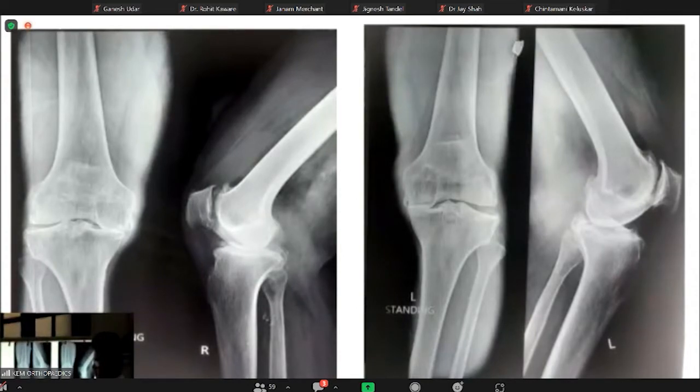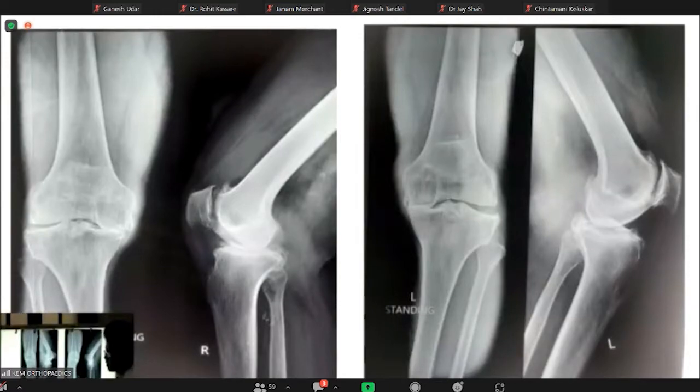So what is it? Does this confirm your diagnosis? Yes, sir. It confirms my diagnosis of bilateral tricompartmental osteoarthritis.